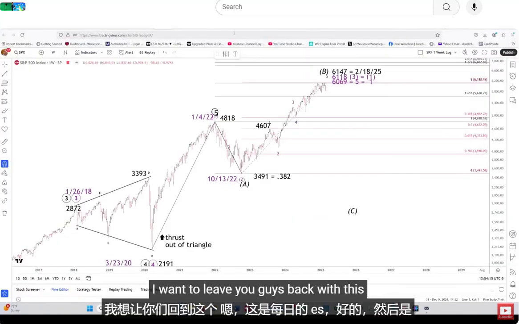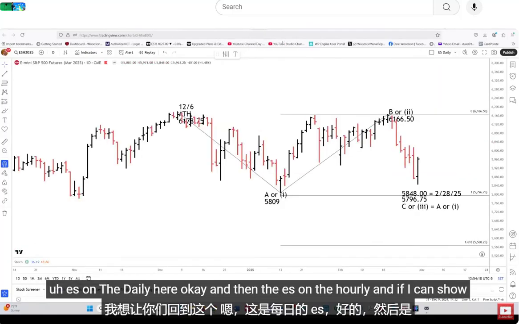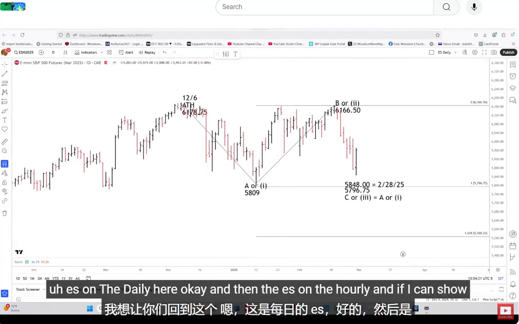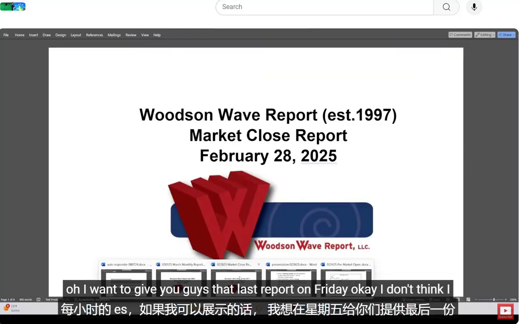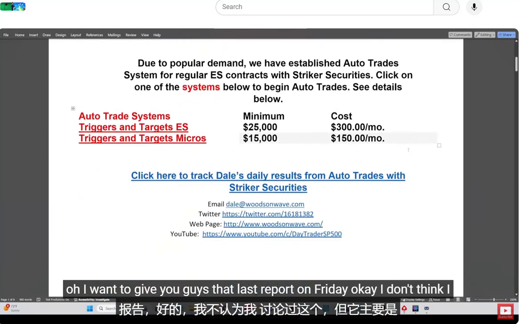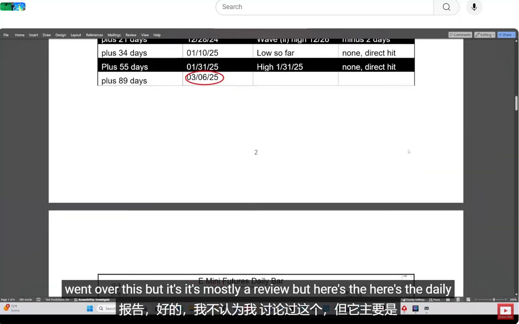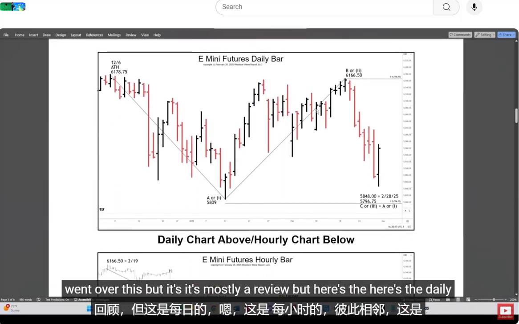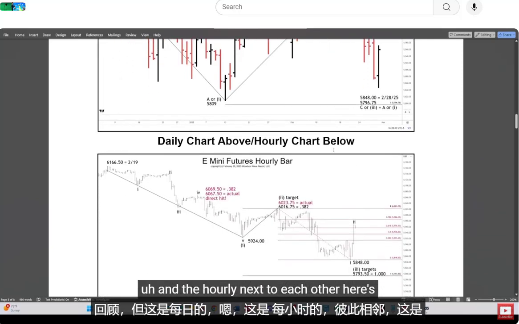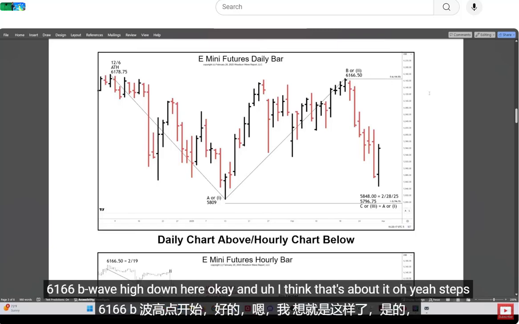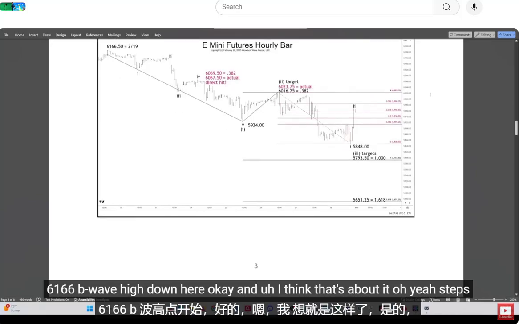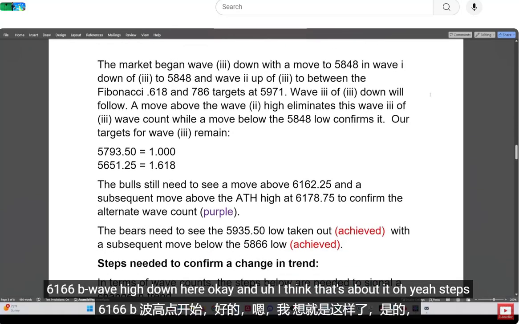I want to leave you guys back with this ES on the daily here, and then the ES on the hourly. I wanted to give you guys that last report on Friday. I don't think I went over this, but it's mostly a review. But here's the daily and the hourly next to each other. Here's the daily, taking it from the 12.6 high. And then the hourly takes it from this 61.66 B wave high down here. And I think that's about it.